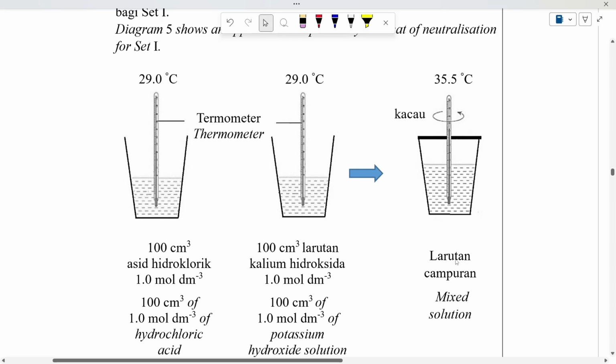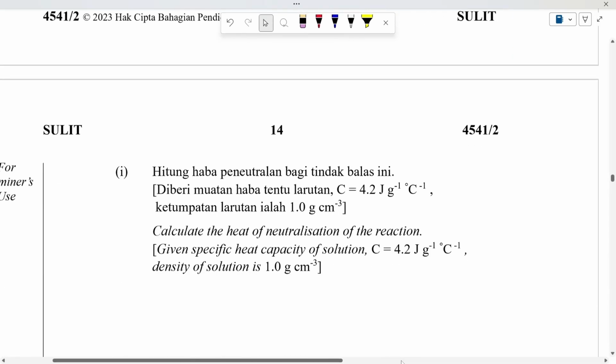Minus, so you get 6.5. Okay, so you get the theta is 6.5 degrees Celsius. Here, how to get the initial? Total up, divide by 2. Next, calculate the heat of neutralization for the reaction.